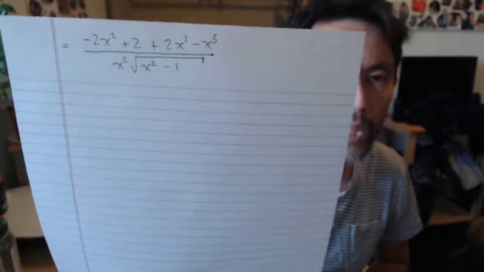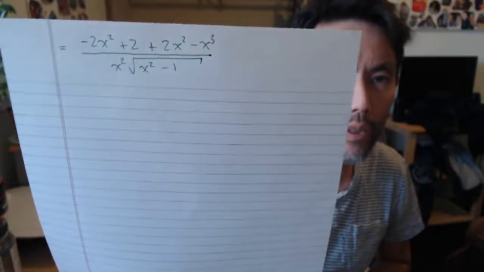I'm going to combine those two terms together. Remember, this is h prime. So what I get is negative 2x squared plus 2 plus 2x squared minus x cubed divided by x squared times the square root of x squared minus 1. This is me just combining the terms together, making a single fractional expression. And now we see this lovely thing happening where the x squared terms cancel. So this is equal to 2 minus x cubed over x squared times the square root of x squared minus 1.